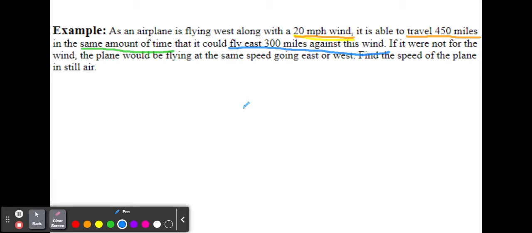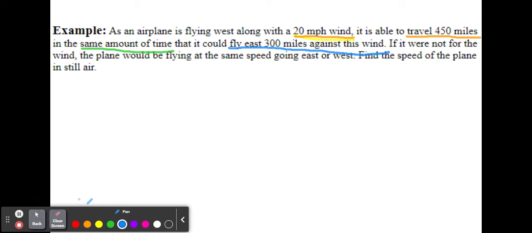So if it wasn't for this wind, the plane would be flying at the same speed going east or west. But if you've ever been on a plane going back and forth east to west or vice versa, the time that your travel in the plane takes is going to be different depending on which direction you're going, whether you're coming home or going to your destination from there. And we're trying to find the speed of the plane in the air, because this plane itself is flying at the same speed, but they're just not able to go as far when they're flying against the wind. They're going 150 less miles per hour.